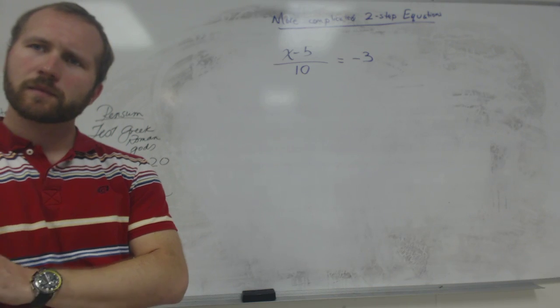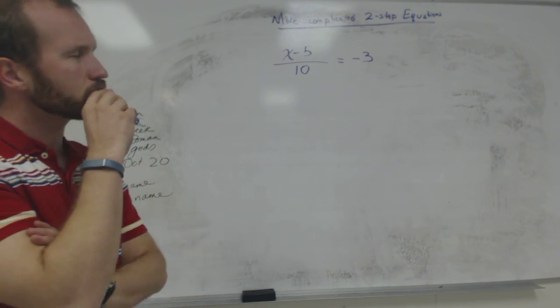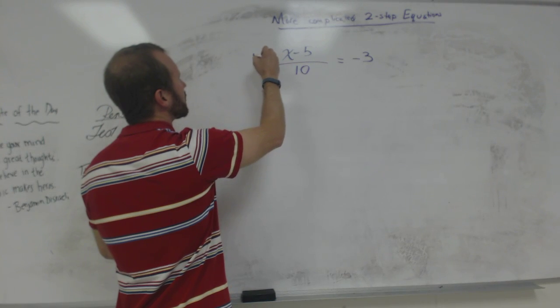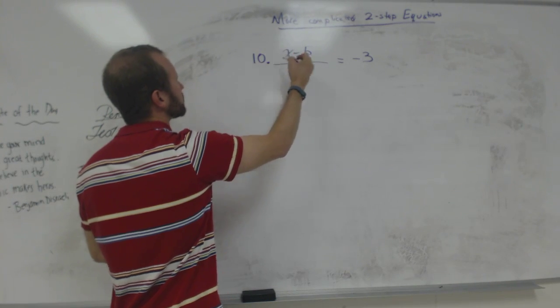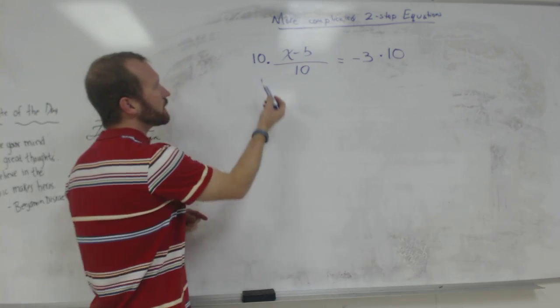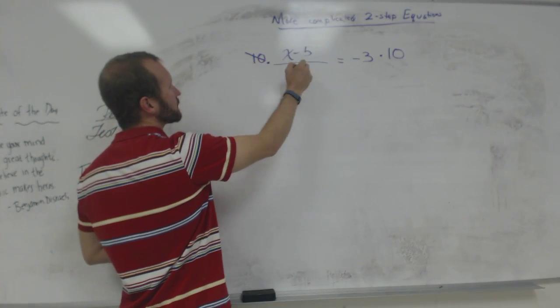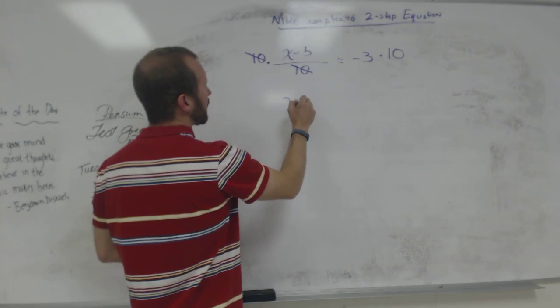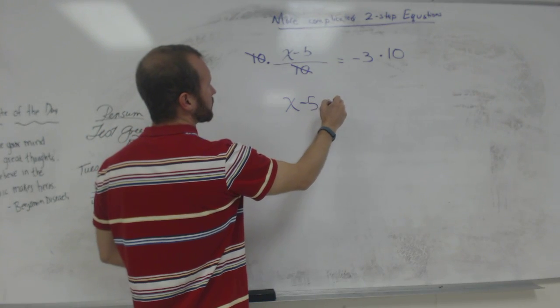The easiest first step? You multiply by 10. So I'm going to multiply this side times 10. Over here, the 10s cancel, leaving me x minus 5.